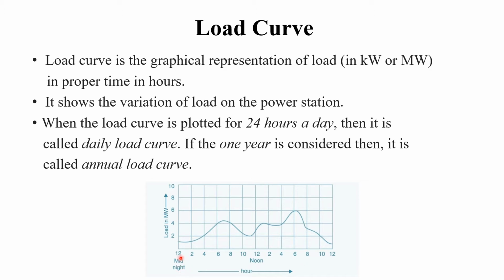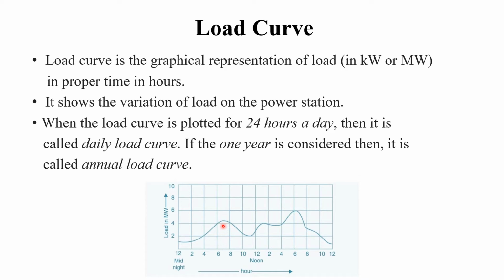In this graph, it is clear that at midnight some load will be there. From 2 a.m. or 4 a.m., the load in the station will start increasing. You can see that between 6 and 8, almost 7 a.m. in the morning, most of the machineries in the particular plant are operating at their maximum range.